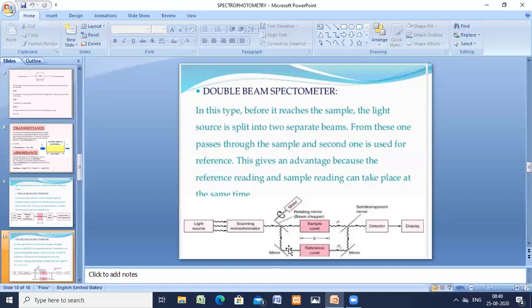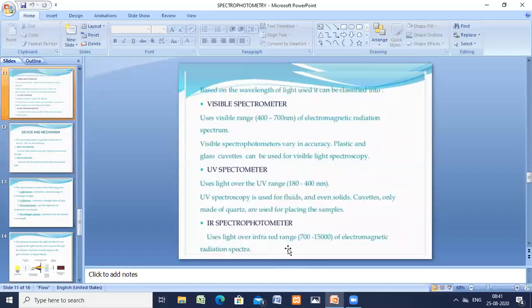There are several ways to keep the reference output constant: regulation of the photodetector sensitivity, controlling the monochromator slit width, and positioning an optical wedge in the radiation path. So the light passes the monochromator slit, then gets split at the double beam, then is detected, amplified and recorded. Based on the wavelength of the light used, it is classified into different types: visible spectrometer, UV spectrometer, IR spectrometer.